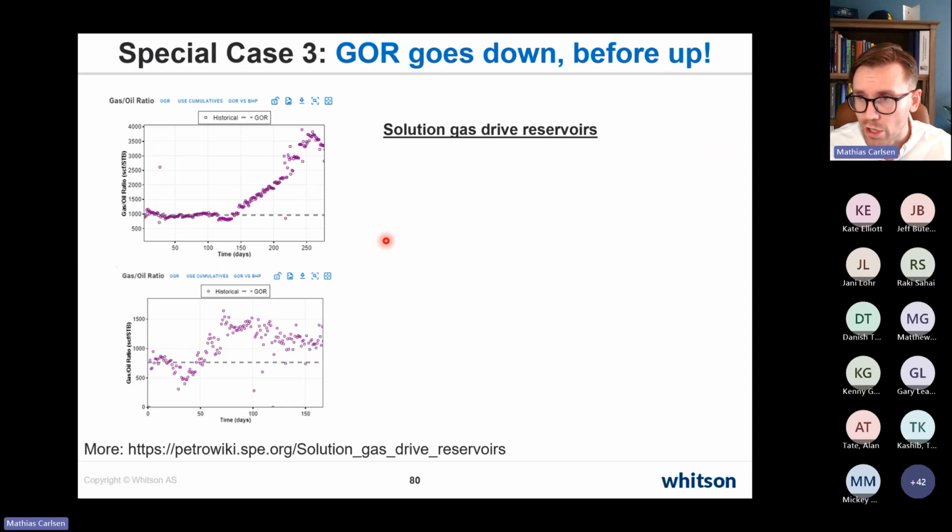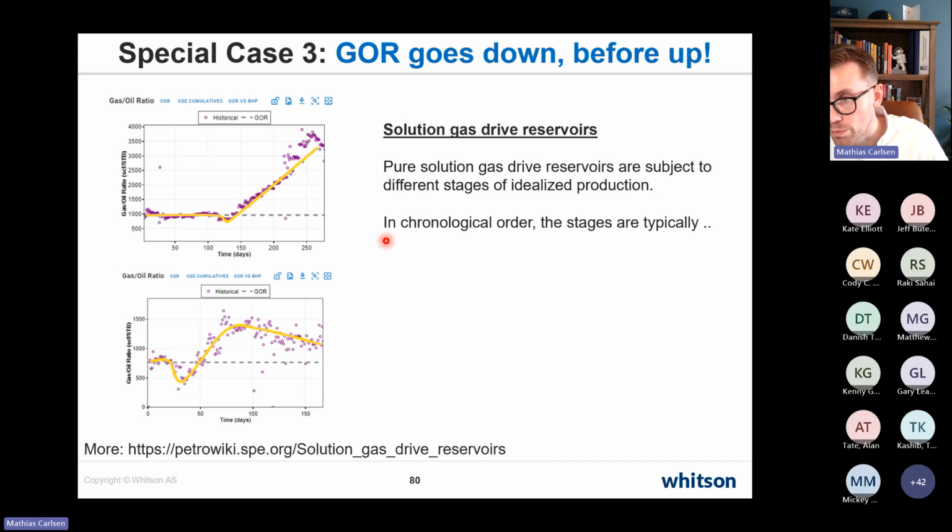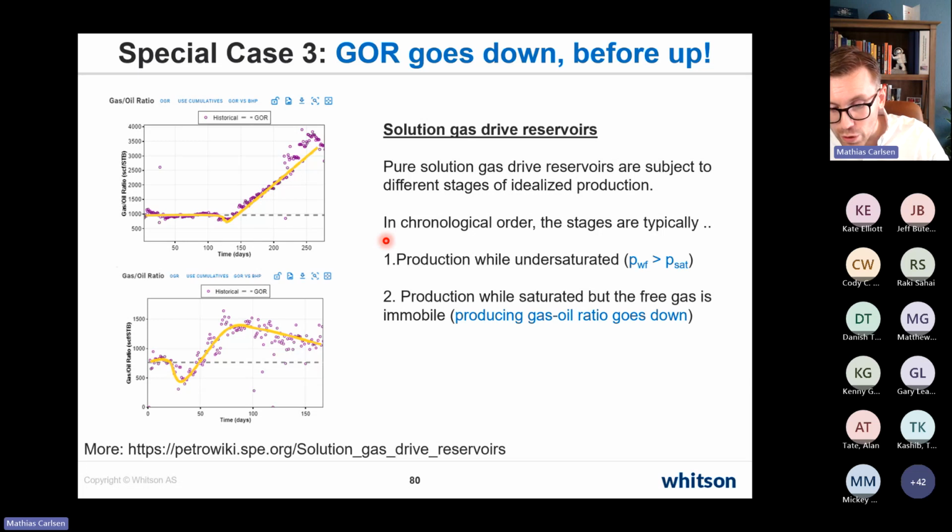Okay, if we're dealing with GORs that go down before they go up, that we see all the time. This is an example of that, where we're basically dealing with what you learn about in school, which is what we call solution gas drive. So pure solution gas drive reservoirs are subject to 3 different stages of idealized production. In chronological order, the stages are: you're producing while the well is undersaturated, so your bottom hole pressure is above the saturation pressure. Then production while saturated, but the free gas is immobile.